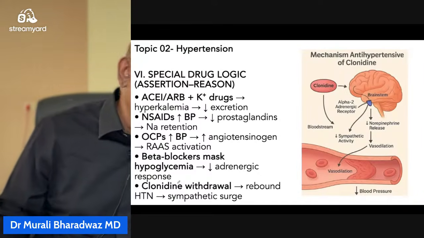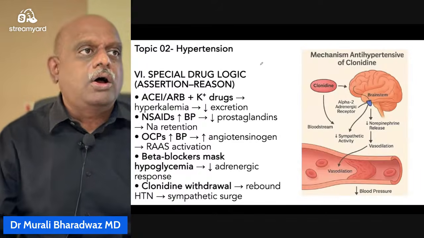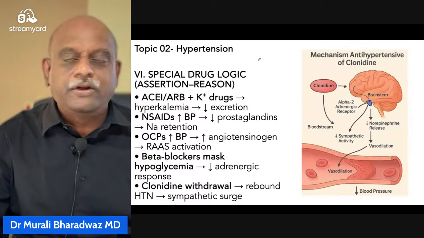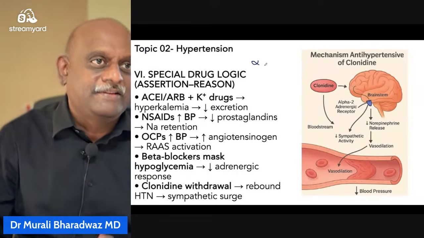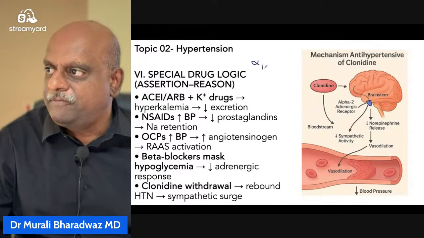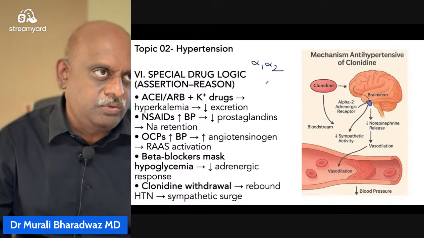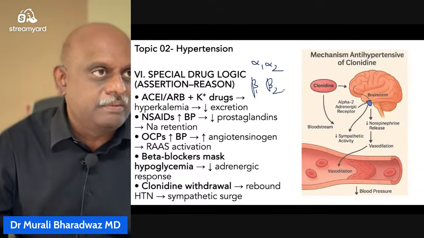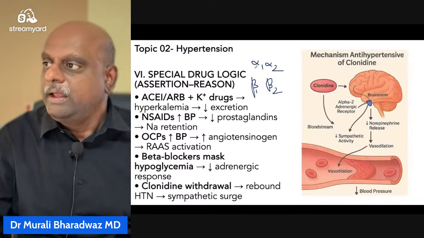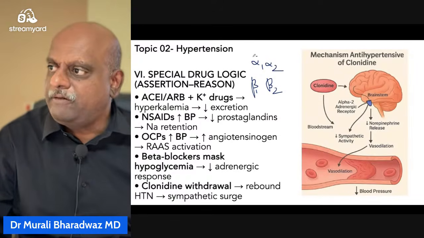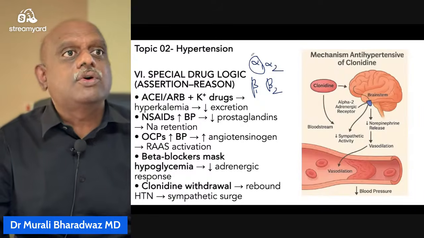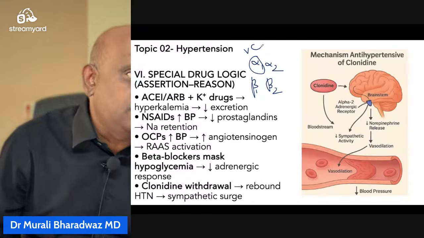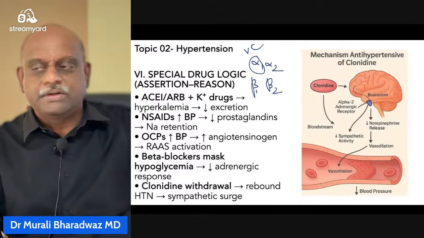Have you heard of clonidine? See, all our problem in MBBS is physiology, we don't read the receptors, the sympathetic receptors. I'll quickly tell you. Alpha 1, alpha 2, beta 1, beta 2, 4 sympathetic receptors. Alpha 1 leads to vasoconstriction, and that will lead to BP increase.